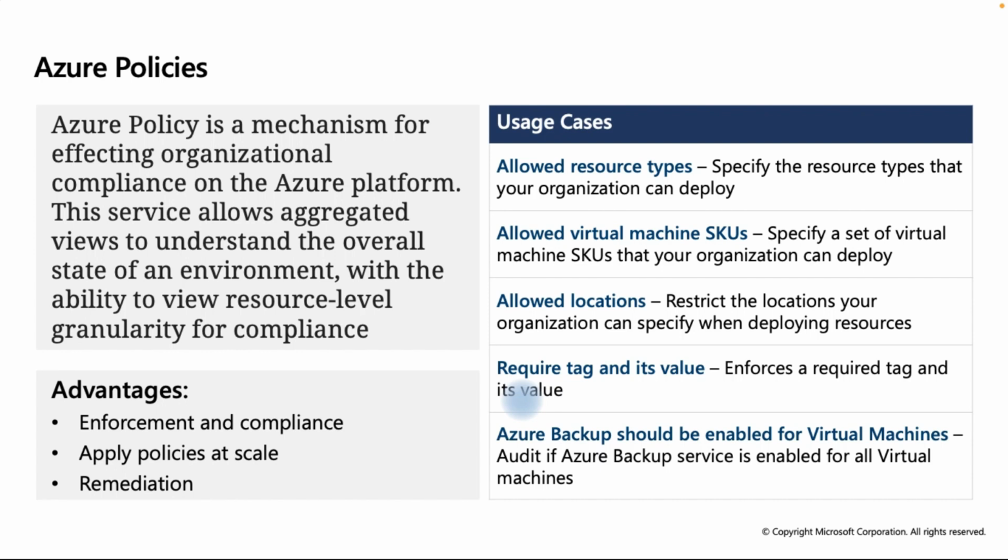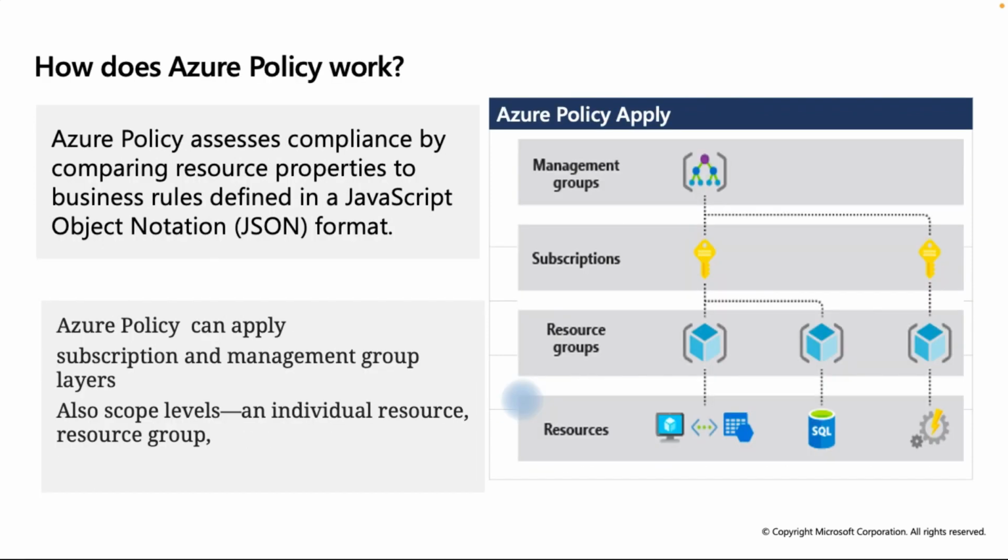The advantages are enforcement and compliance, applying policy at scale, and remediation. Enforcement and compliance means that after you apply these rules, you can check which resources are in compliance and which are non-compliant. I will explain compliance and non-compliance. Policy can be applied at scale, and remediation is how we can move non-compliant resources to compliance. You can apply policy at different levels: subscription level, resource group level, resources, and management group. So Azure Policy can be applied at these levels.